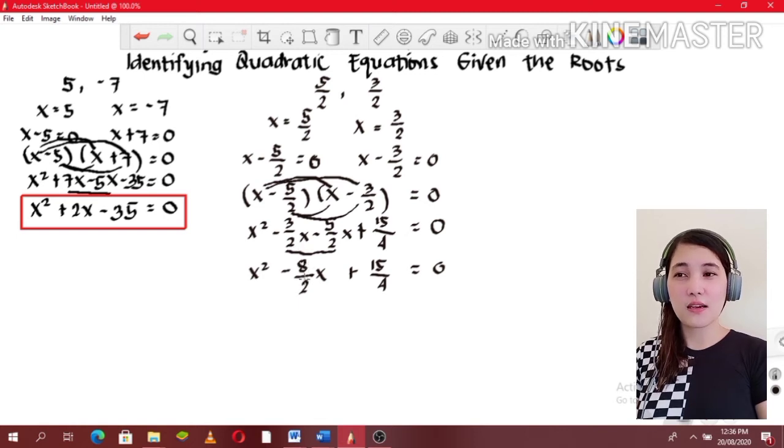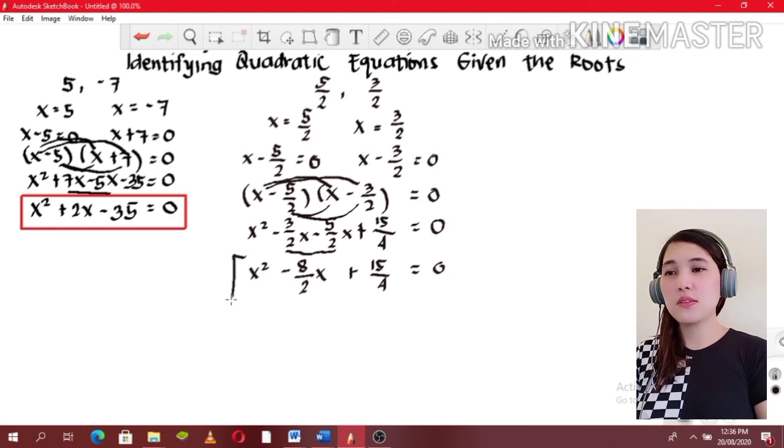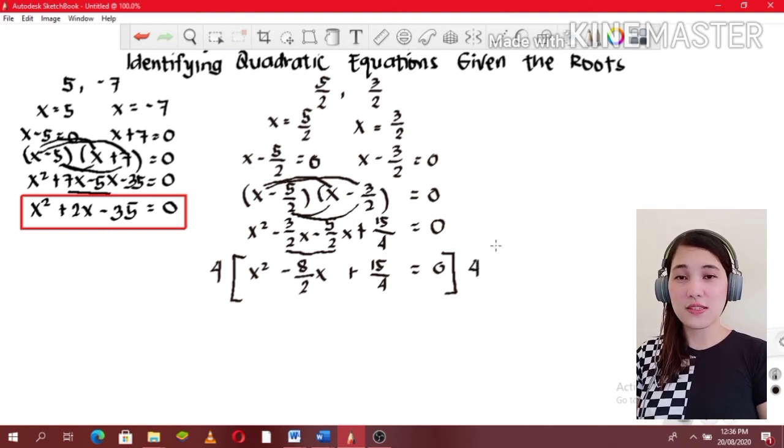Now we can actually simplify negative 8 halves. We can write this as negative 4x, but we still have a rational term here. So how can we remove our rational terms? So we will multiply the whole equation with the LCD. And in this example, the LCD is 4. So let us multiply each of the terms of this equation by 4, which is the LCD.